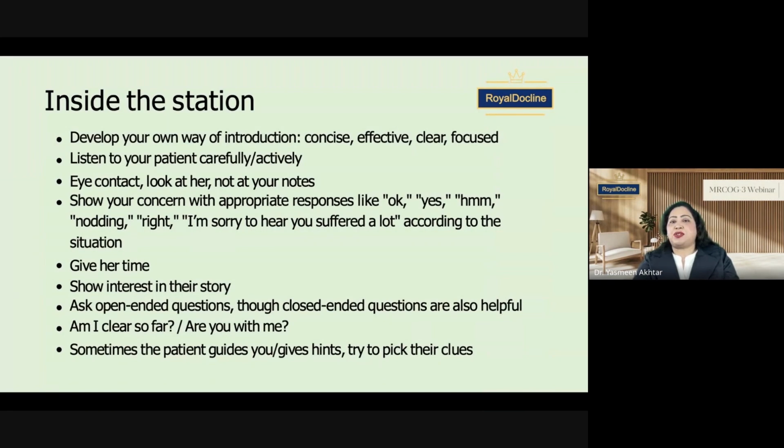You are touching the patient's safety. You are doing very well in the communication. You can pass the exam. Ask the open-ended question, though closed-ended questions are also helpful. You should know what the closed-ended and open-ended questions are.